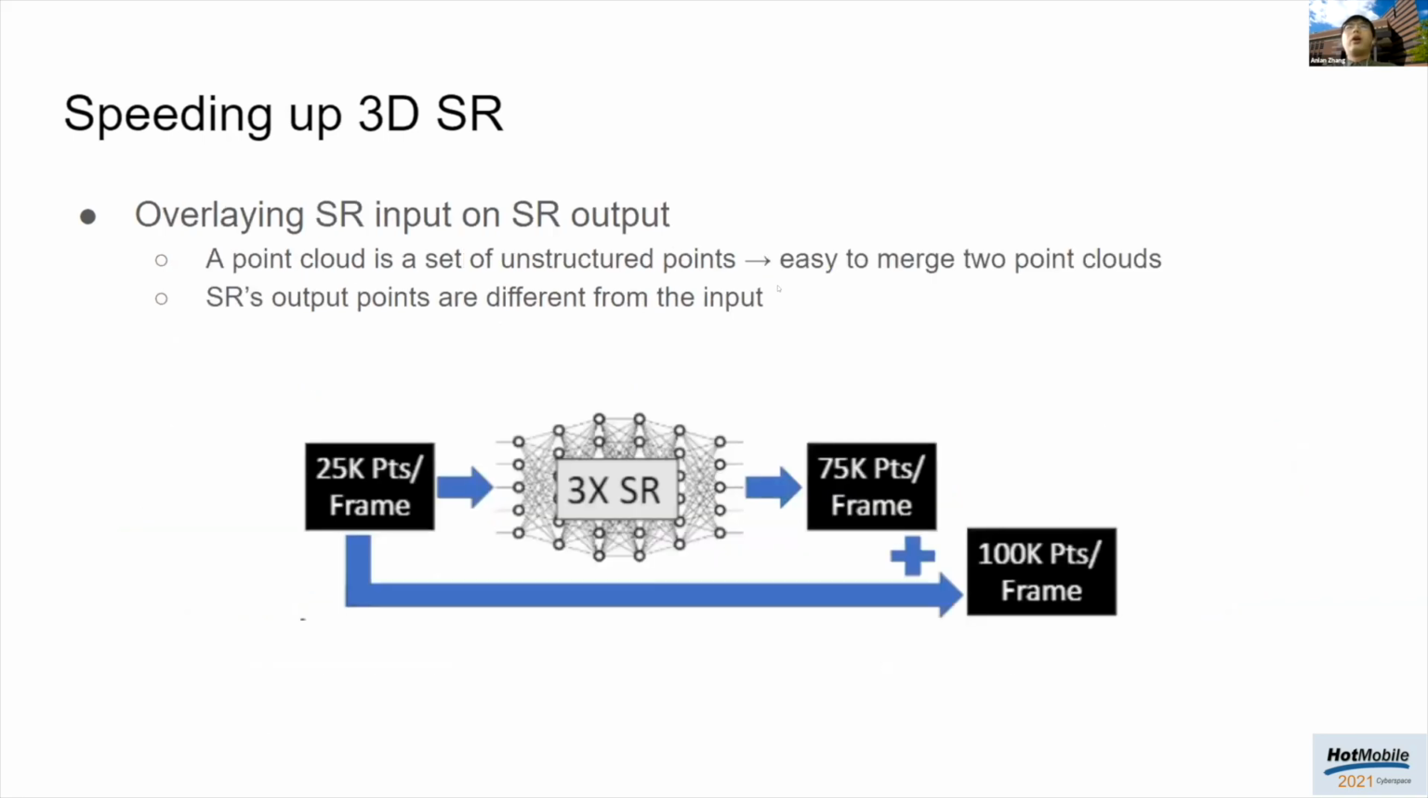At the same time, we also make 2 other observations of point-cloud-based volumetric video and existing 3D SR models. First, a point cloud is a set of unstructured points, which means we can easily merge 2 point clouds into a single one. Second, the output points of existing 3D SR models are very different from the points of the input. That's because of the complex and nonlinear operations taken by 3D SR models. So a potential way to further speed up 3D SR in our system is to reuse the SR input and overlay it onto the SR output. For example, here, if we want to upsample 25,000 points to 100,000 points, we can first upsample the frame to 75,000 points, and then overlay the low-resolution input onto the model's output.